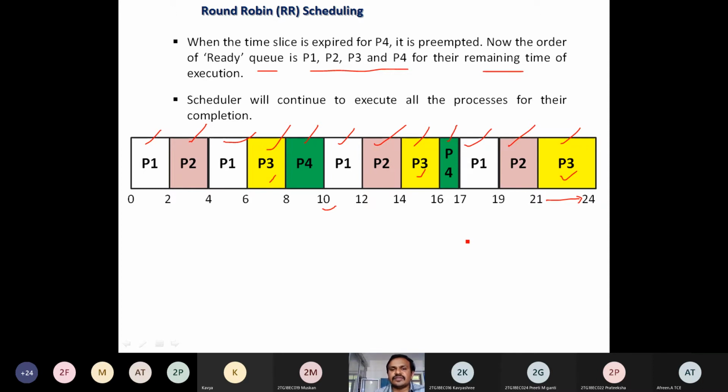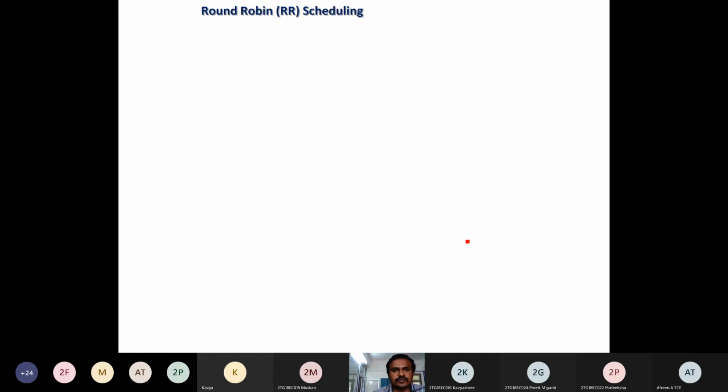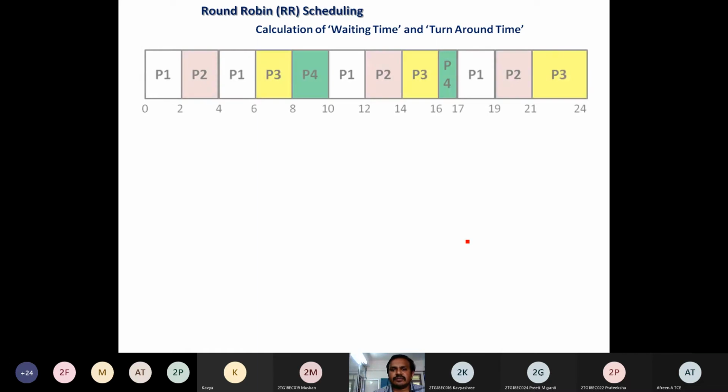Okay, so this one is the step-by-step execution of the system for completion of the available processes in the ready queue using the round robin method. This one is clear to all. Let us go for the calculation of waiting time and turnaround time. The calculation of waiting time and turnaround time will be based on this execution diagram itself.